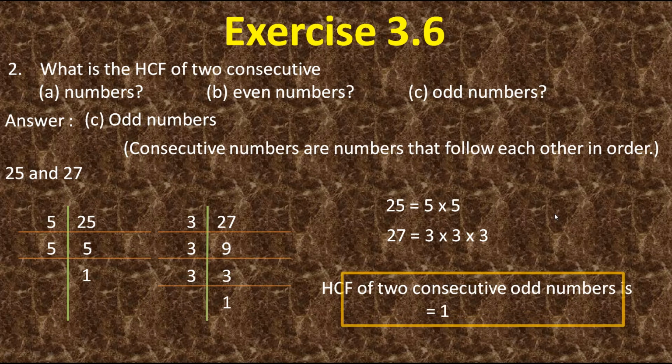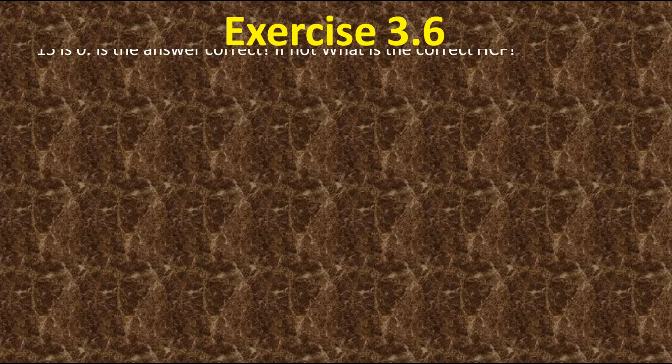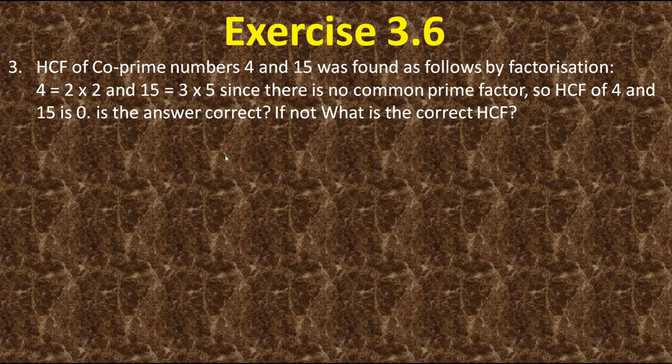Now let's move to the third question: the HCF of co-prime numbers 4 and 15 was found as follows by factorization. This is the prime factorization of 4 and 15. It is 2 into 2 for 4 and 3 into 5 for 15. Since there is no common prime factor, the HCF of 4 and 15 is 0.